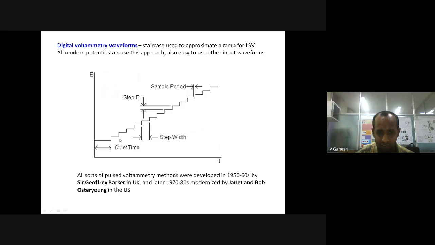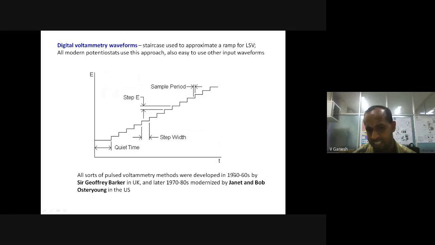The width of the pulse is nothing but your time duration. For that time only you want to apply a pulse. Then you switch off, then go back to another potential and apply a pulse, etc. So that you can control the growth both in terms of size and in terms of shape. Okay, so that's the kind of staircase voltammetry one can apply in the case of pulse voltammetry.